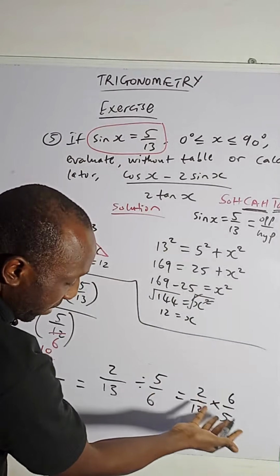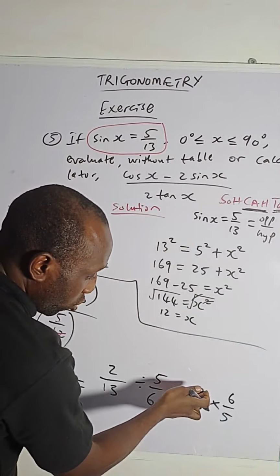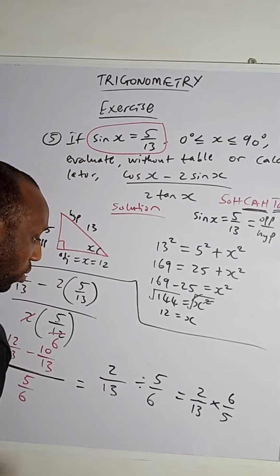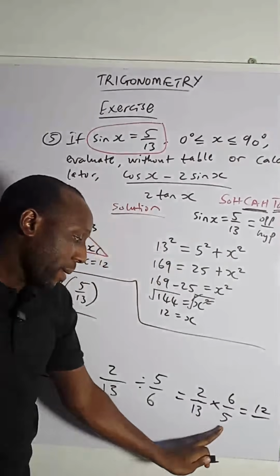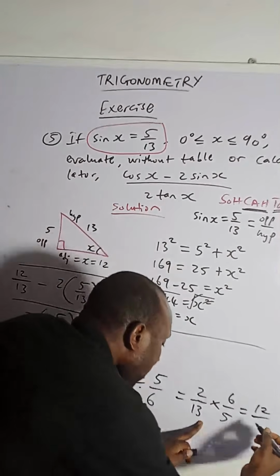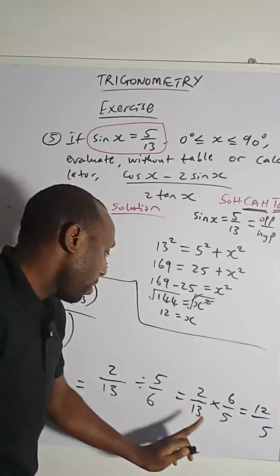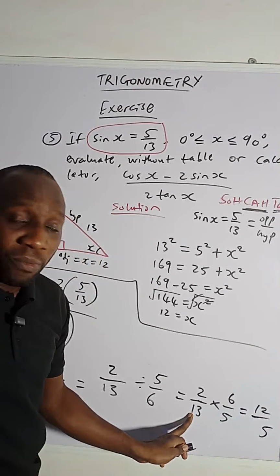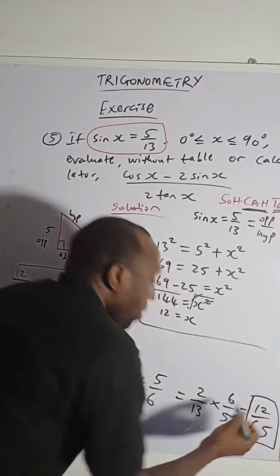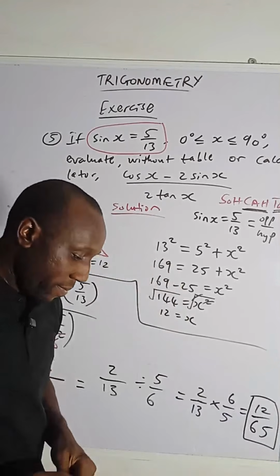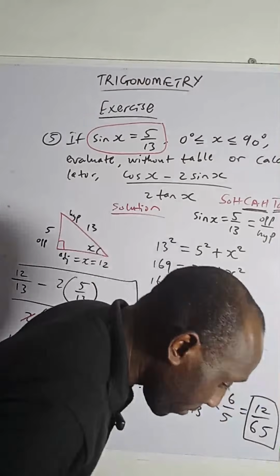I can't simplify any further, so I'll just multiply. 2 times 6 is 12. And what is 13 times 5? 5 times 3 is 15, write 5, carry 1. 5 times 1 is 5, plus that 1 is 6. So what do we have? 12 over 65. That's the final answer. All right?